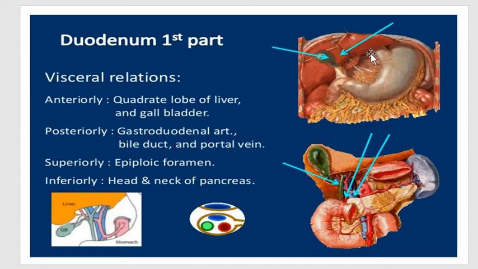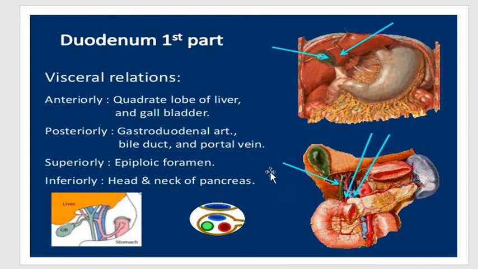Now see the visceral relations of the first part of duodenum. Anteriorly, if you can see the first part of duodenum, it is related to the quadrate lobe of the liver and the gallbladder. Quadrate lobe of liver and gallbladder.